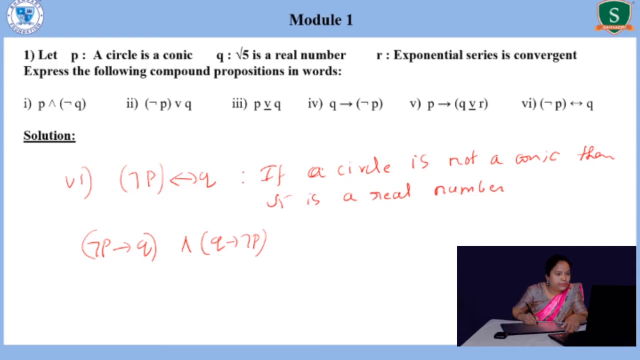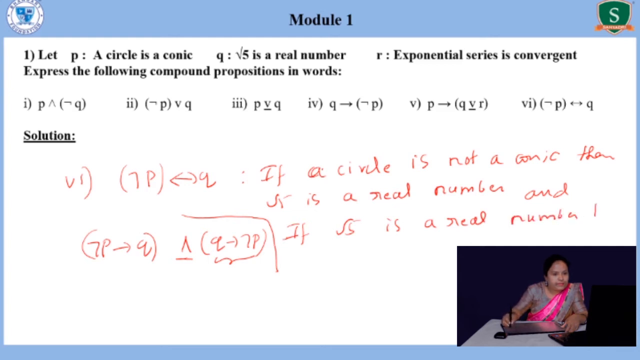And so we need to use the word and. Again we have conditional Q conditional P. First you need to write Q. So if Q indicates root 5 is a real number, then what is negation P? The circle is not a conic.